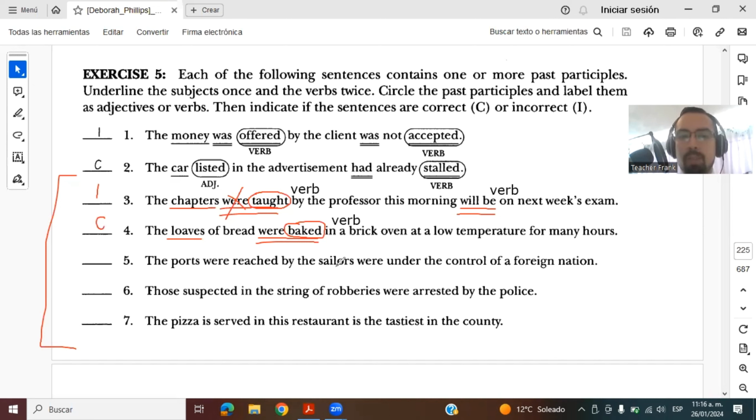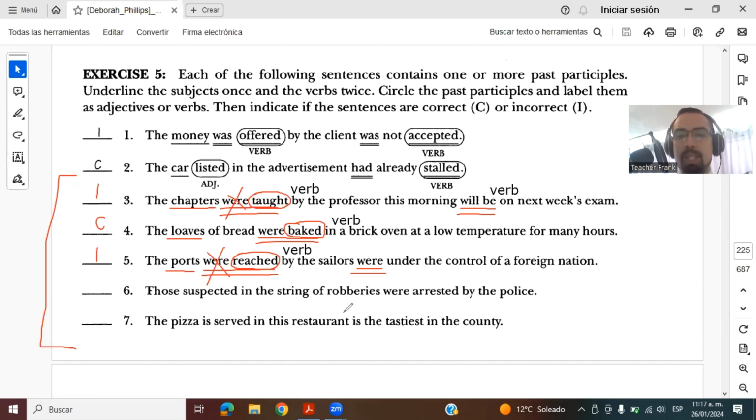Okay, let's check number 5. The ports were reached by the sailors were under the control of a foreign nation. So we have were reached, which is a verb structure, and were over here, which is another verb structure. Reached is a past participle, and since before it there's a variation of the verb be, it's a verb. So the same thing, we have a problem because we have double verb. The ports is the subject, but it's incorrect. So in order to make it correct, again, we have to eliminate this were, and it could just say the ports reached by the sailors were under the control of a foreign nation, right?